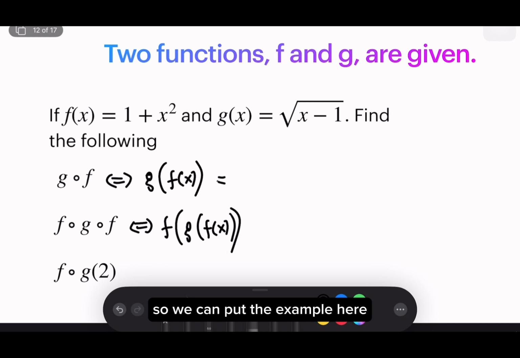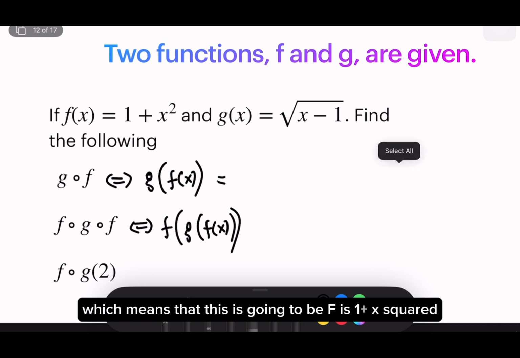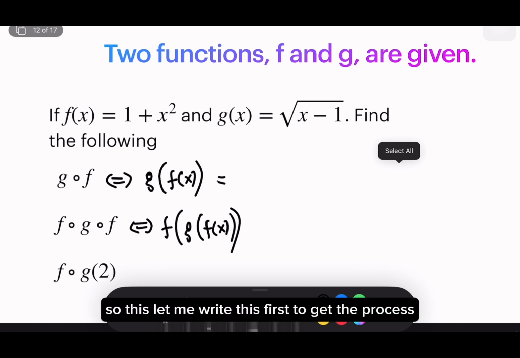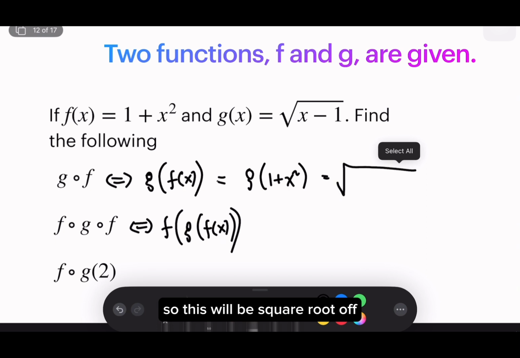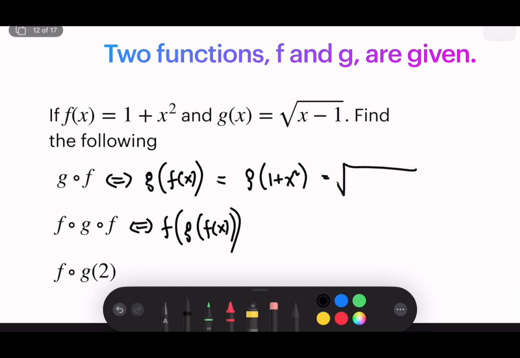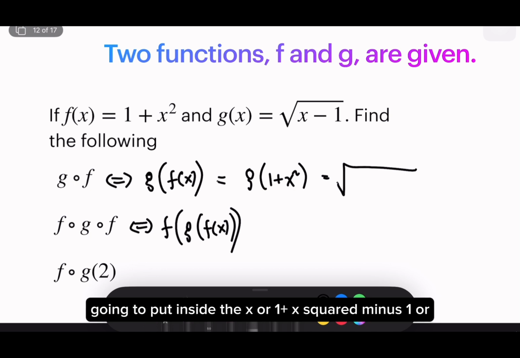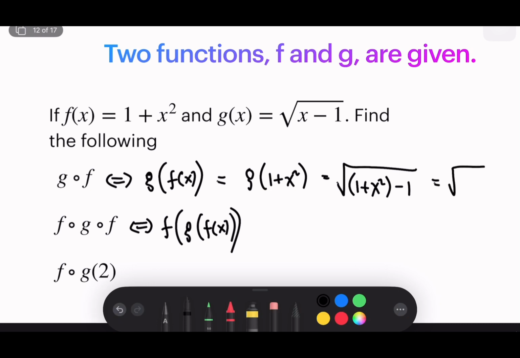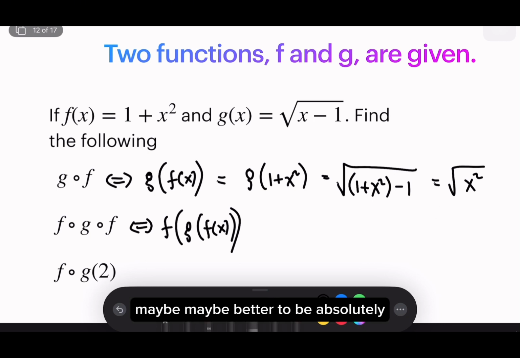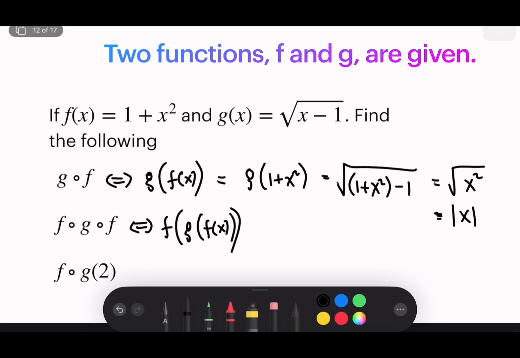Okay, so we can put the example here, which means that f is 1 plus x squared. So let me write this first to get the process. So this will be the square root of, so 1 plus x squared we're going to put inside the x, so 1 plus x squared minus 1, or this is just x. Maybe better to be absolute value of x, because everything is going to be positive.